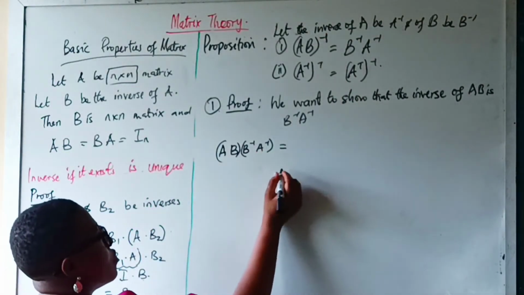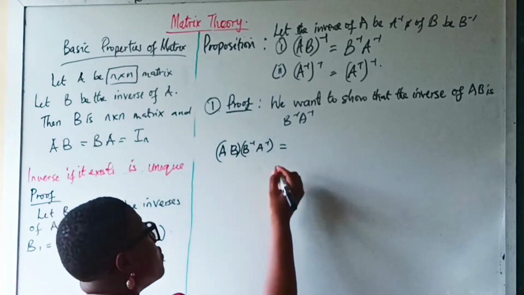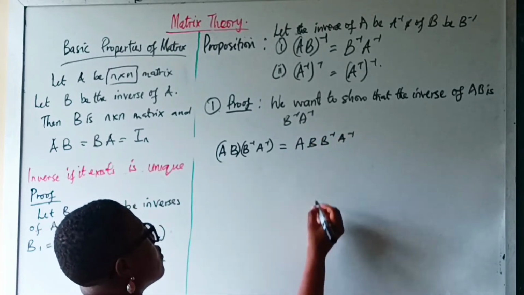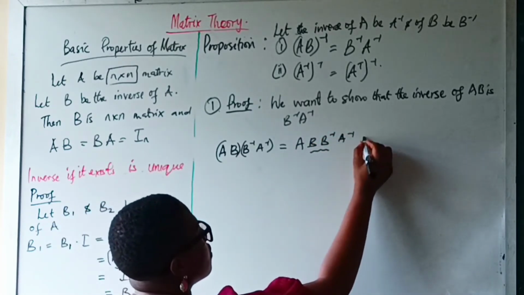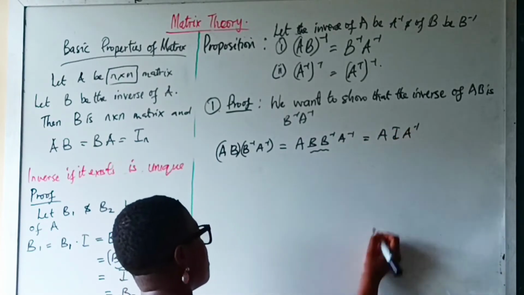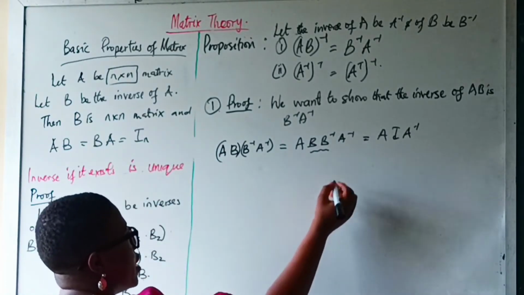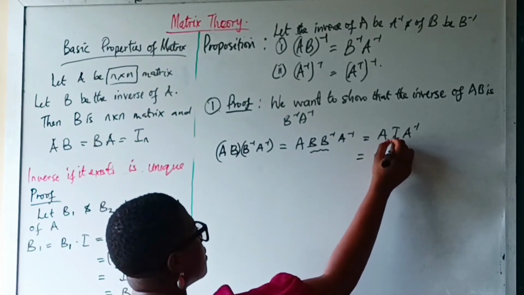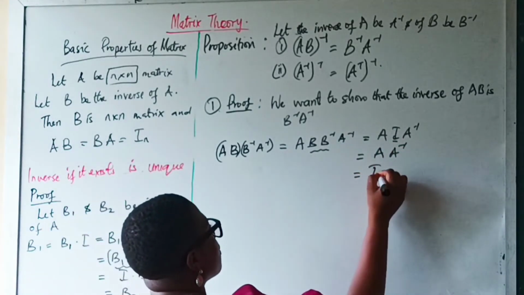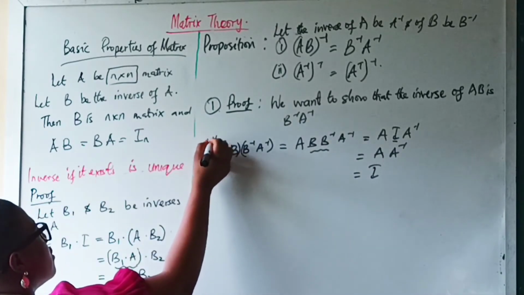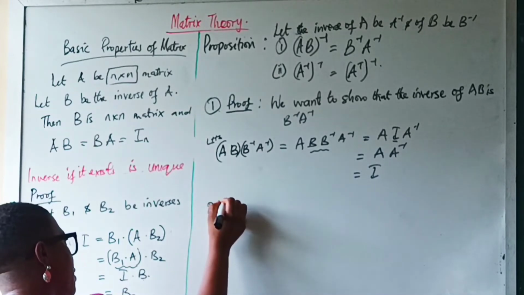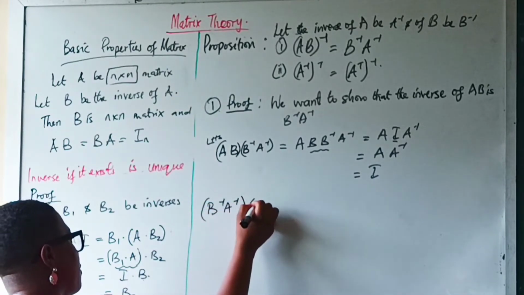So this is equal to, by associativity, I can remove the brackets. I have A, B inverse, A inverse. By associativity, I can take this too. So this is equal to A, my definition of inverse, I, A inverse. By my definition of identity, it is just A inverse A, but A inverse A is equal to I. So this is the left hand side. We now want to multiply it from the right hand side: B inverse A inverse times AB.